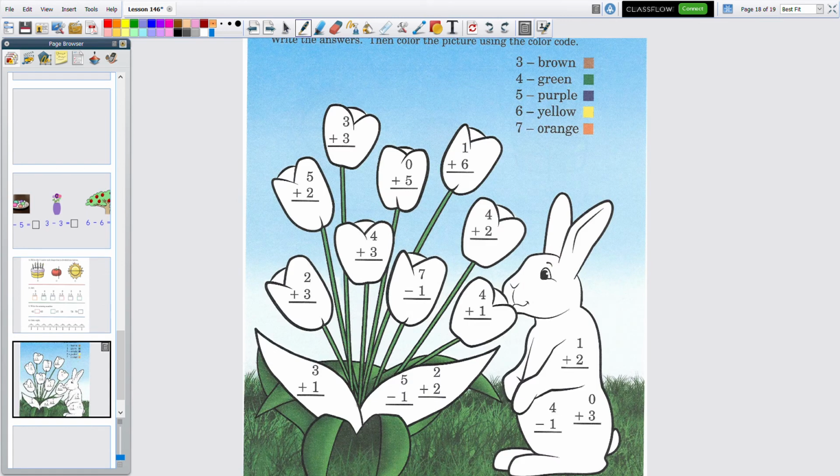Now this is kind of fun. You have to write the answers. This is going to take you some time, and you have to watch out for minus ones. This one's a minus, a takeaway. So let's work on the minus ones. I'm going to help you through the minus ones first. Okay, and then we will color them.